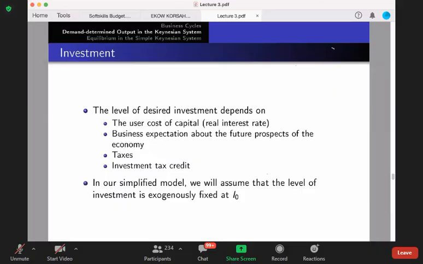In the models we'll be dealing with for now, we'll assume that the level of investment is exogenous. Exogenous simply means that it does not depend on interest rate. So we assume it to be exogenous, and we will represent it by I naught, to show that it is exogenous. Is it clear?